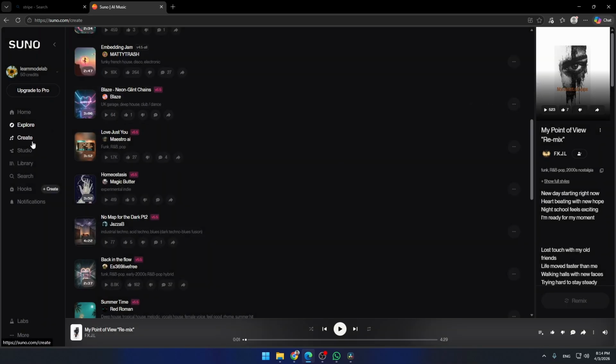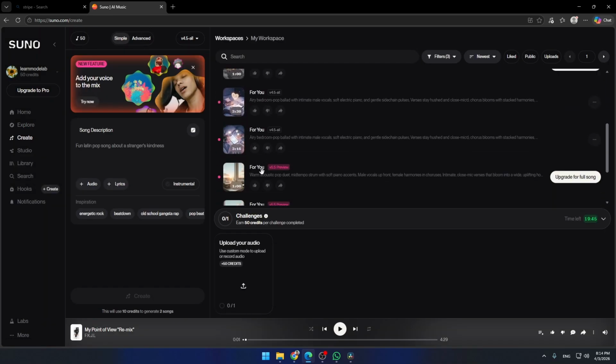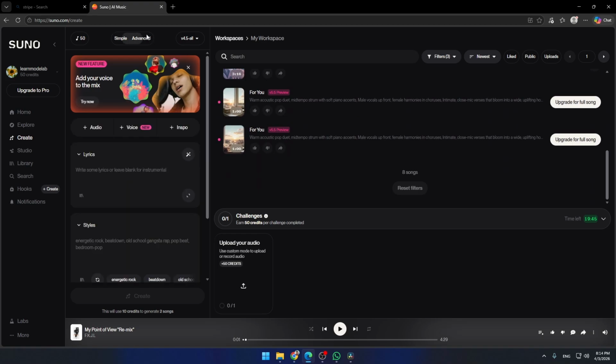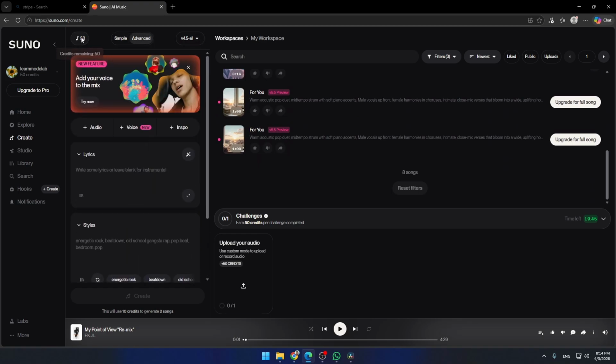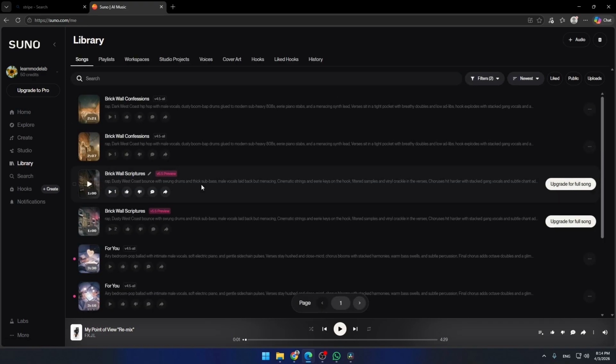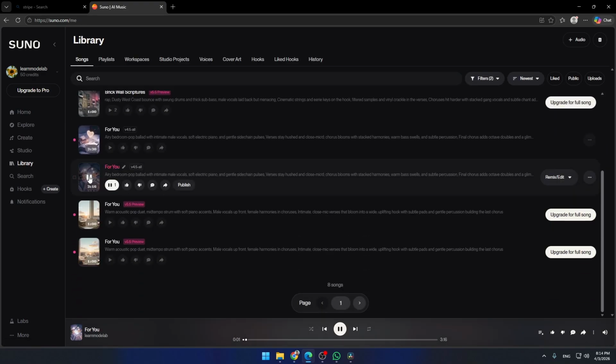If the vocals are unclear, try simplifying the lyrics. Avoid very complex or hard to pronounce phrases. Another tip is to regenerate the song with small prompt changes. Small adjustments often improve the results significantly.